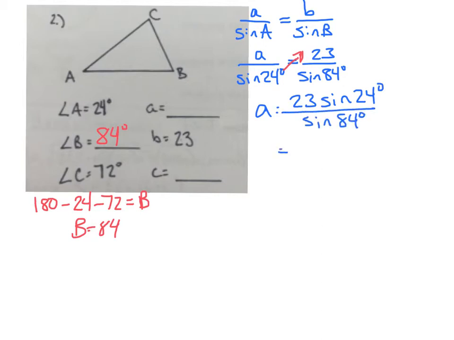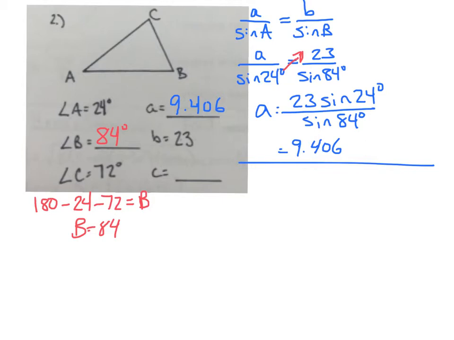So you go ahead, take a second, plug it into your calculator, make sure you're in degree mode, and we get 9.406. So the side length of A is 9.406. Now you might be tempted to use the Pythagorean theorem, but remember, we do not have a right triangle, so we can't use the Pythagorean theorem.